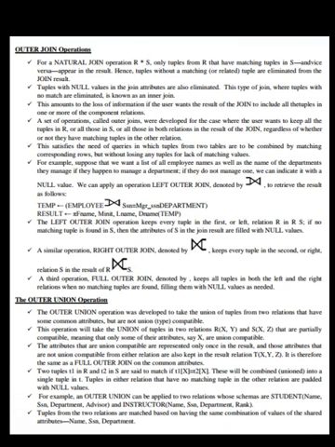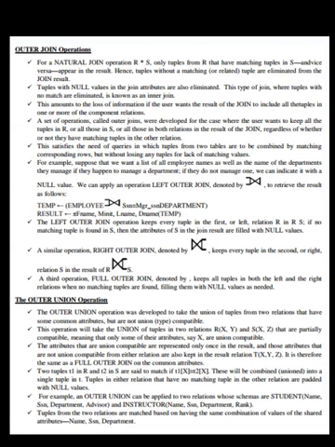For example, suppose that we want a list of employees' names as well as the name of the departments they manage if they happen to manage a department. If they do not manage one, we can indicate it with a null value. We can apply an operation left outer join, denoted by this symbol, to retrieve the result as follows. See here, a similar operation, right outer join, denoted by this symbol, keeps every tuple in the second or right relation S in the result of this equation.